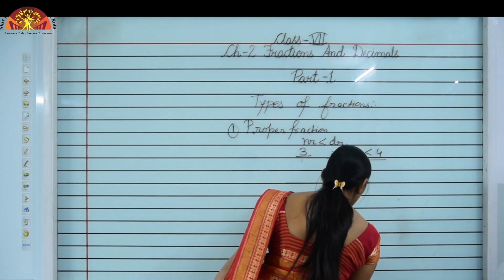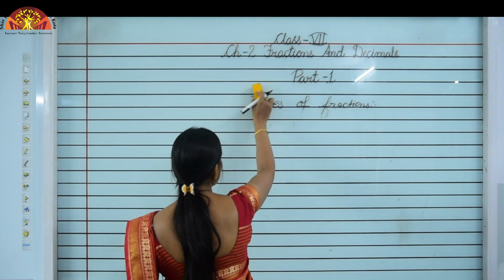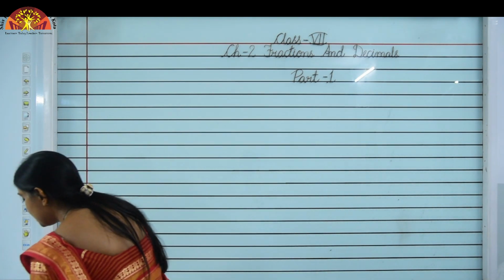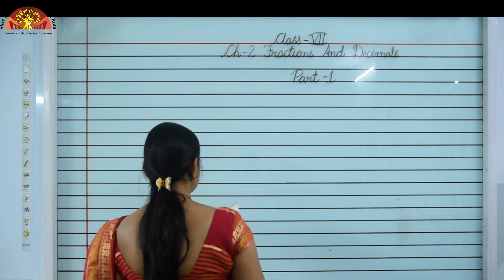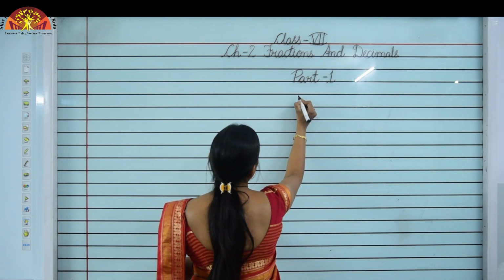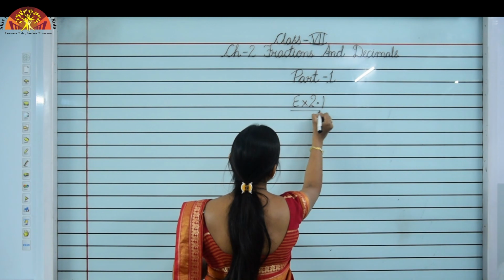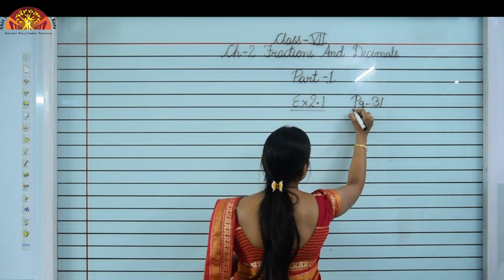I hope you are clear about the concepts. So now it will be just easy for you to solve the questions. So we'll start with exercise 2.1, that is on page number 31. Exercise 2.1, it's page number 31. Now just go through the question, children.